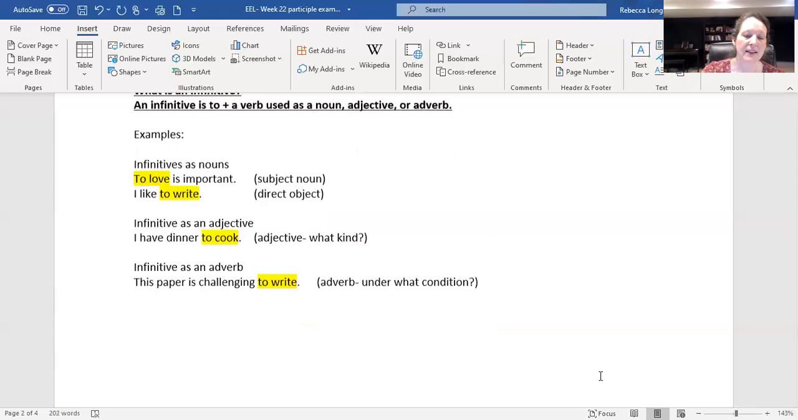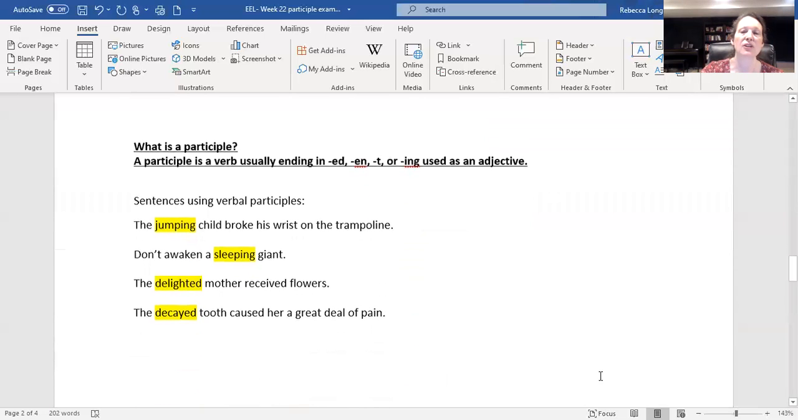Okay. Then this last week, in week 22, we talked about participles. Now a participle, remember, could be present or past. If it's a present participle, it ends with ing. If it's a past participle and it's regular, it's just an ed. If it's irregular, it could be an en or a t. So we're going to be on the lookout for those. Let's look at these examples. Participles are always used as adjectives. When it's called a participle, it means it's being used as an adjective.